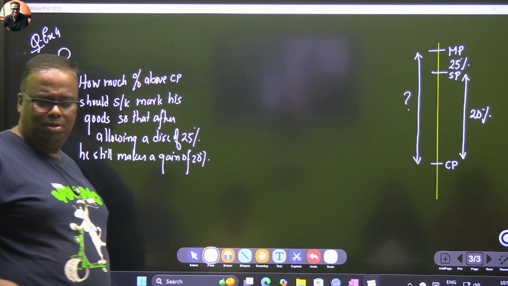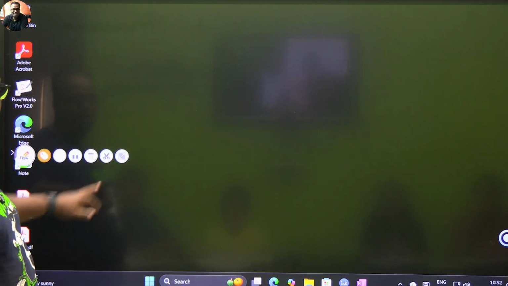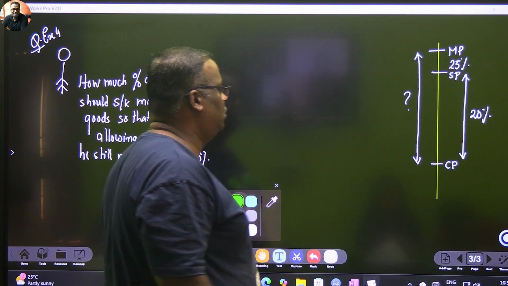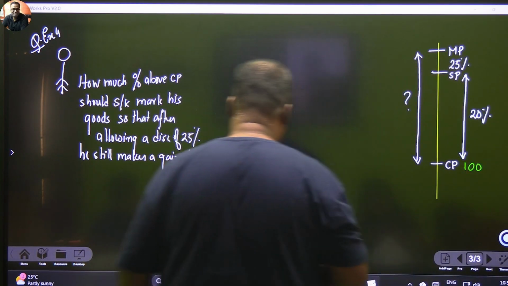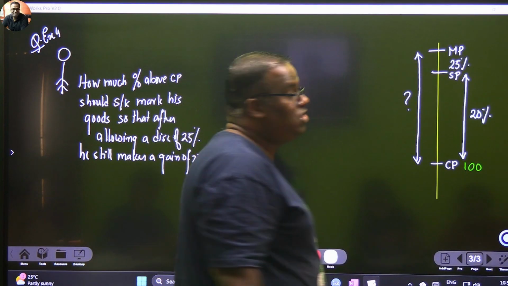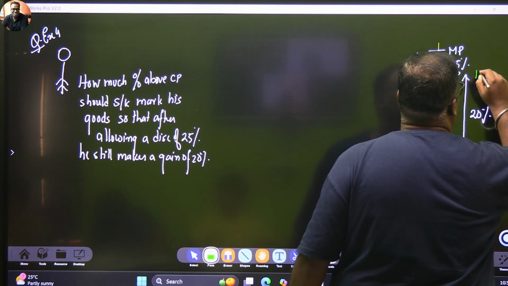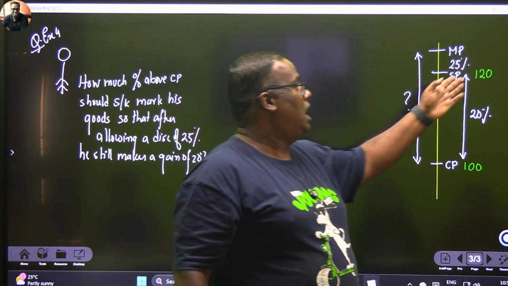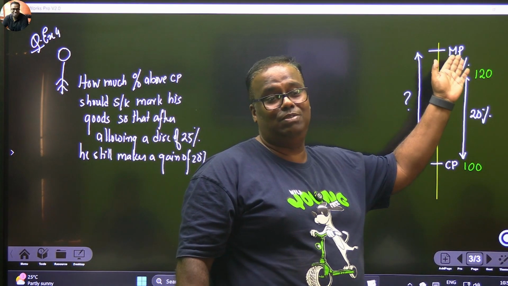So how do we do this problem? With 100 rupees, we'll do this problem. Is it fine? So let's do this problem with 100 rupees. Let's say our cost price is 100 rupees. This is our cost price. Agreed. How much gain you want? 20%. Therefore, your selling price should be how much? 120 rupees. Very simple.